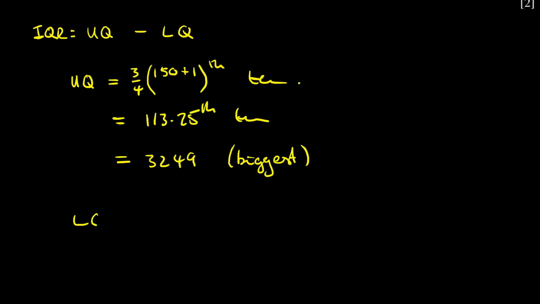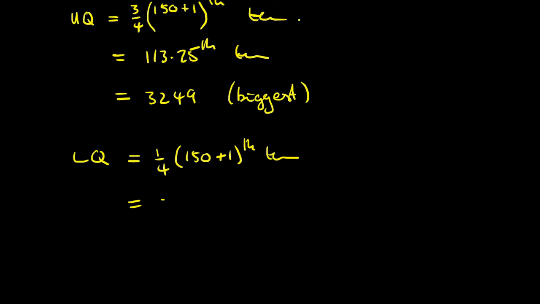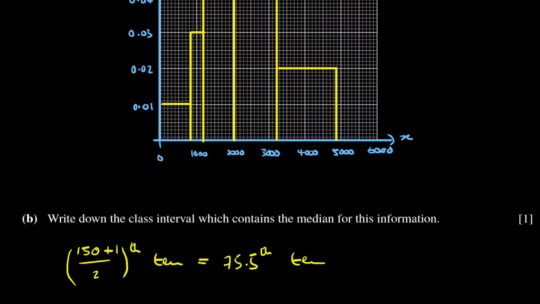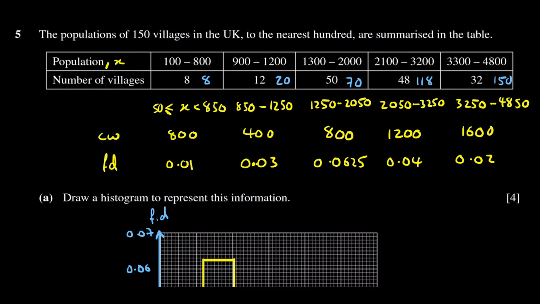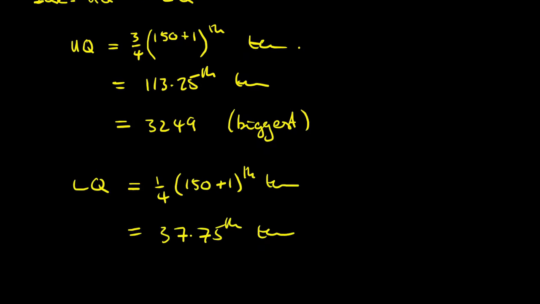All right, how do we get the lower quartile? Same thing, but this time we're going to take the quarter of 150 plus 1th term. So 151 divided by 4 is going to be the 37.75th term. If I go back up to my data, that's going to be somewhere in this category here, and I want to be on the lower end of that category. What's the lowest end I could be? 1,250. If I'm 1,250, I will get rounded up to here. So the lowest value is 1,250.